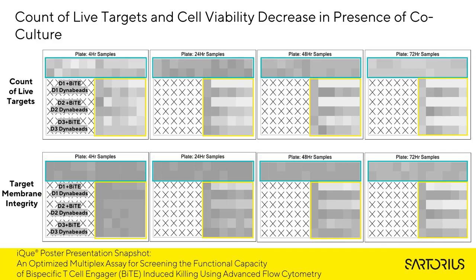You will see that the number of live targets in co-cultures, outlined in yellow, does start dropping slightly at 4 hours, but more pronounced at 24, 48, and 72 hours. And you can see that the positive bite has a more profound killing due to the bite itself bringing the targets and effectors into close proximity of one another. You will also notice while using the dynabeads as the T cell activator, this demonstrates a nice dose response in both metrics, although the visualization by heat map is faint at 4 hours.